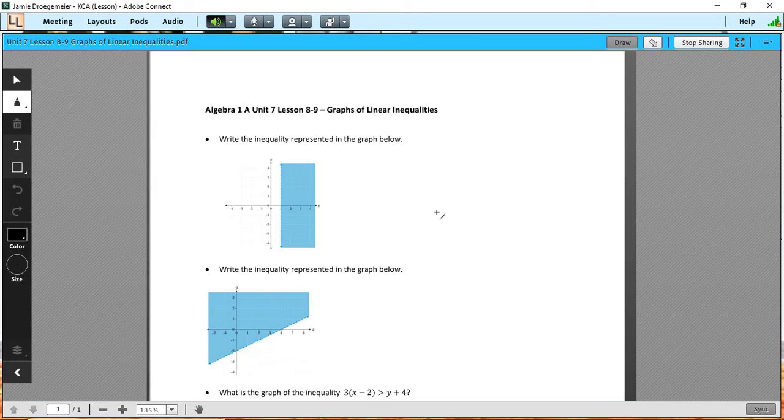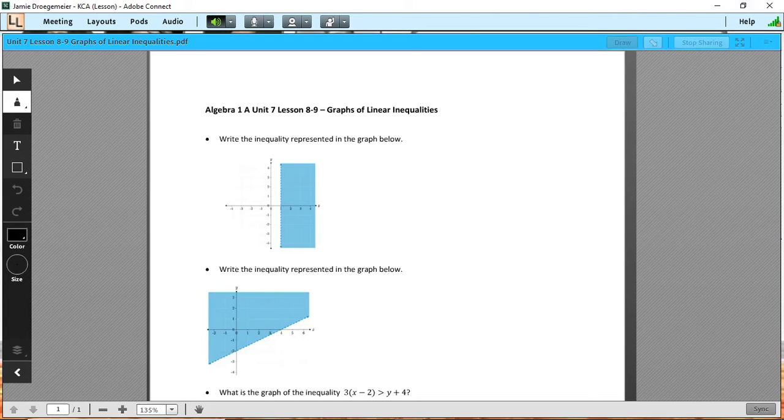Today we are in Unit 7, looking at lessons 8 and 9, graphs of linear inequalities. And so we've talked about all these different aspects of these linear inequalities. Now we want to look at what they look like when we represent them on a graph. The thing that's different with an inequality compared to an equation is that you have many possible solutions for that inequality. And so we represent that with a shaded area.